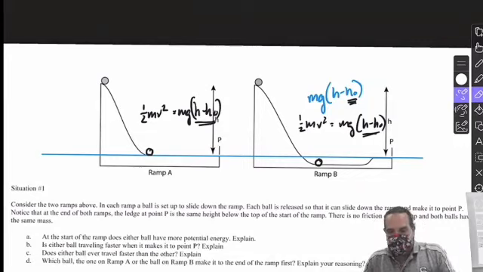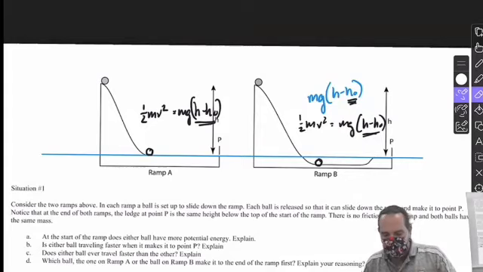I don't want to belabor it too much because I can't imagine that's going to be worth all that many points compared to the whole problem. So let's move on a little bit. Is either ball traveling faster when it makes it to point P? No. They're all the same change in height. When they make it to point P, they have had the same change in height, so they're going to have the same amount of kinetic energy. Questions about that?